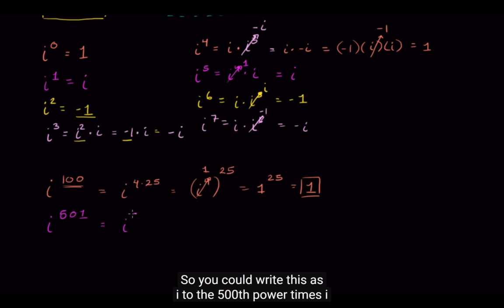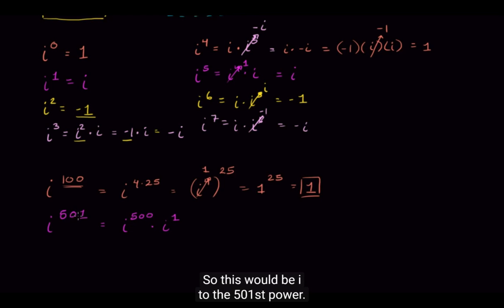So you could write this as i to the 500th power times i to the first power, right? You have the same base. When you multiply, you can add exponents. So this would be i to the 501st power. And we know that i to the 500th power is the same thing as i to the 4th power, 4 times what? 4 times 125 is 500. So that's this part right over here.